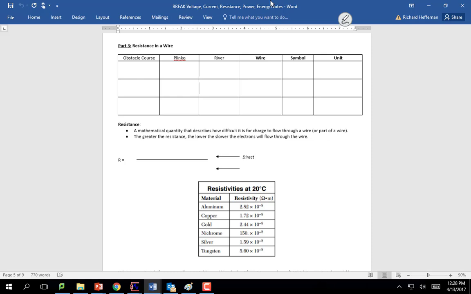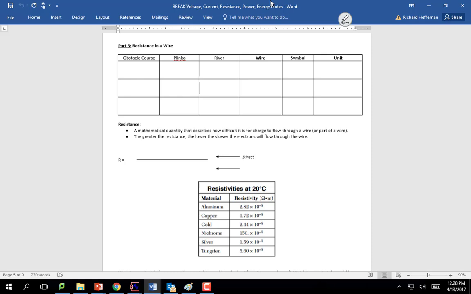This next part is going to deal with the resistance of a certain part of an electrical circuit. Resistance just deals with how difficult it is for electrons to flow through a certain point or a certain element within a circuit. And again, we're going to continue trying to draw an analogy between things that we have some intuition for, as well as electric circuits.